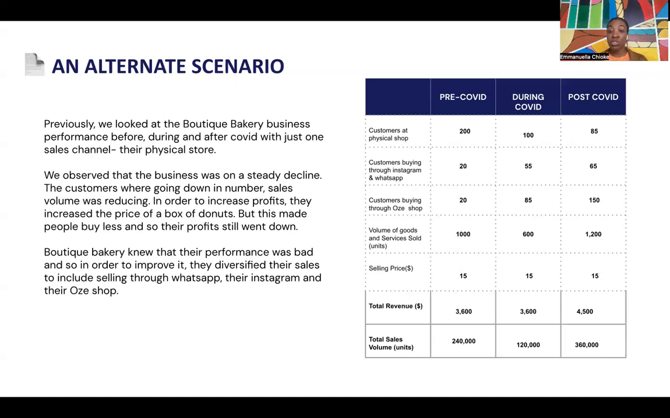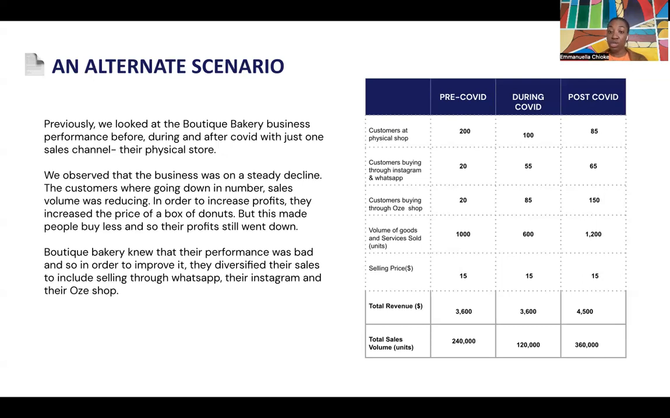And the volume of goods sold here to the customers coming to the physical shop, the customers going to Instagram or WhatsApp and customers going to Ozy Shop is 1,000 units. And the selling price is again $15. This puts their total revenue at $3,600 and their total sales volume at 240,000.